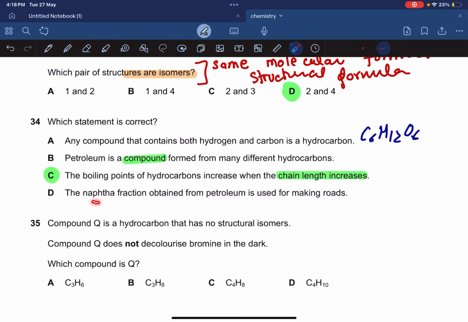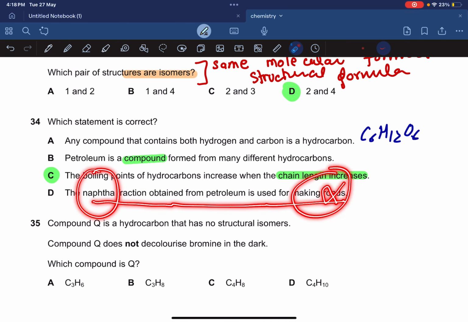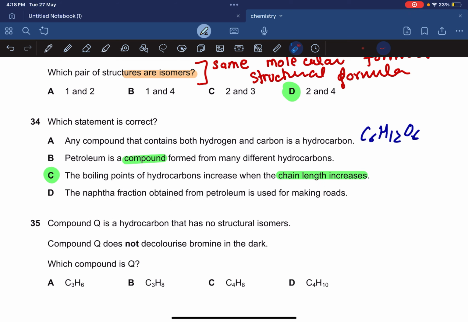The naphtha fraction obtained from petroleum is used for making roads? No. It's used for making chemical feedstock, and for making roads you use the bitumen fraction. Okay, now coming back to statement 1, this is not a hydrocarbon.